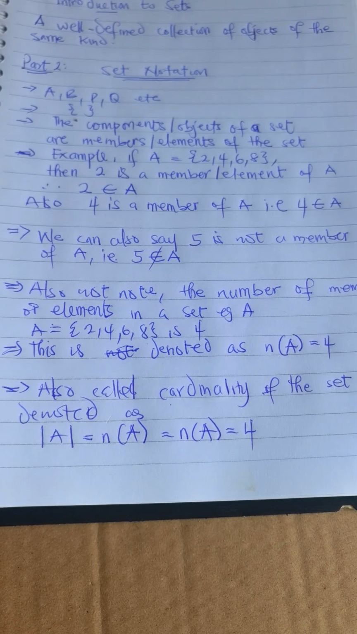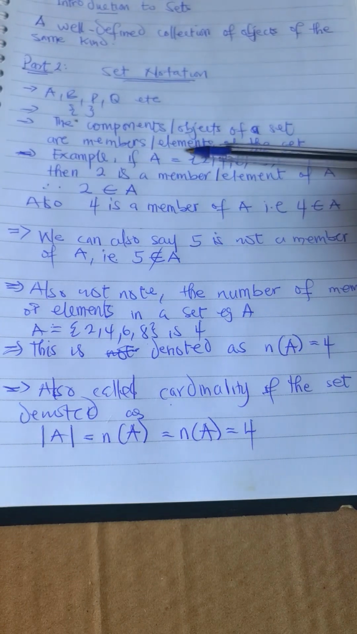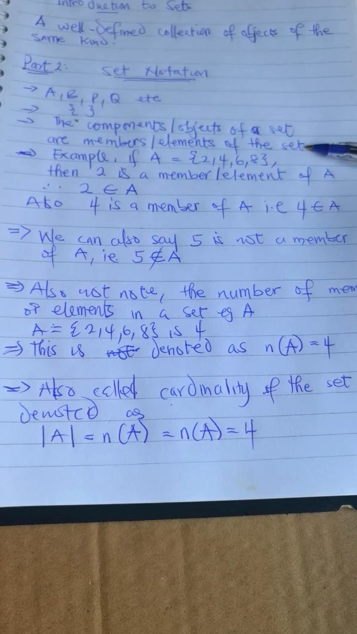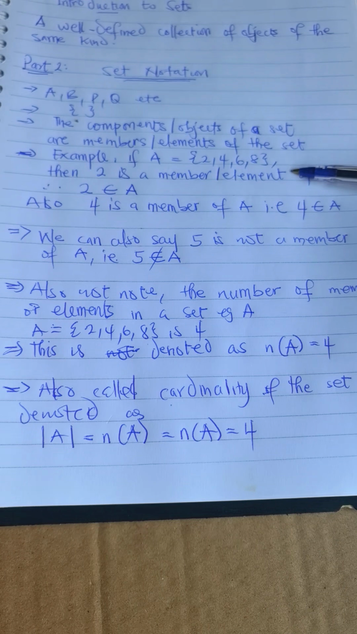Now, the components or objects of a set are called members, or elements of the set. Whatever is in that set, individually, is called a member or an element of the set. So take note, and don't take anything for granted, because that's the foundation. It's very important as we progress. Right, now an example.